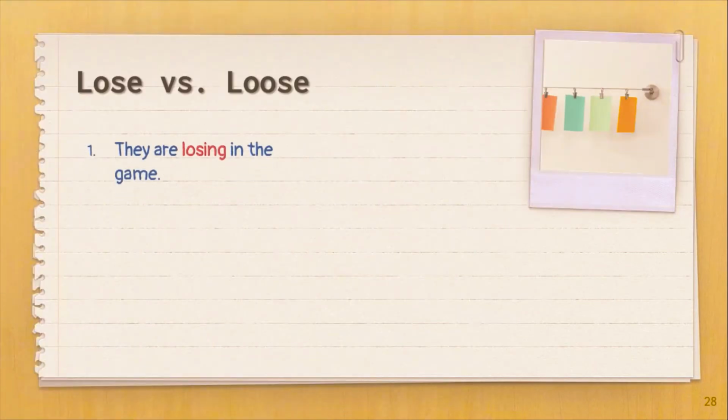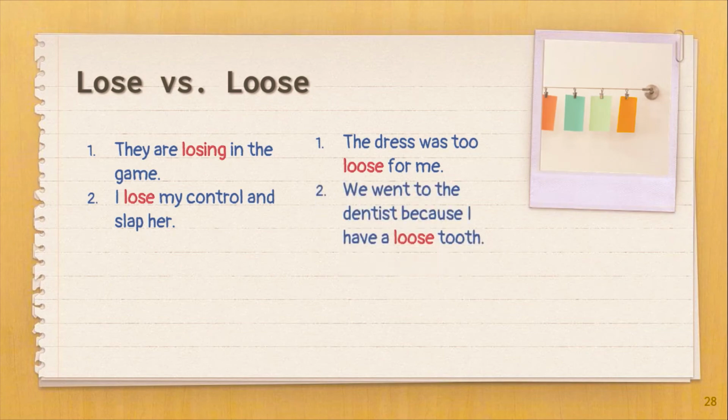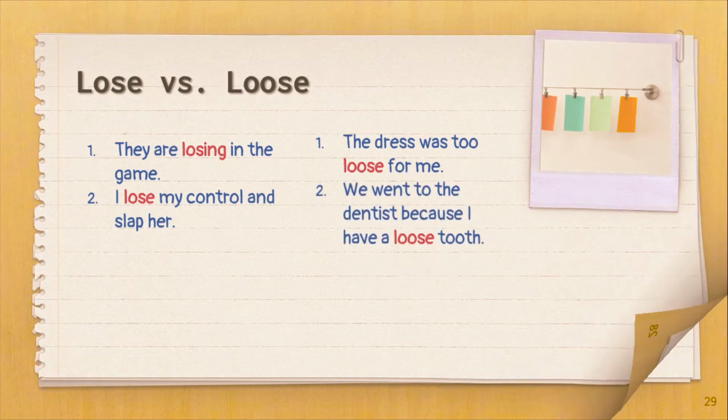Okay. Let's say for example here, lose. They are losing in the game. As what you have seen, losing means to be unable to win the game. I lose my control and slap her. So the subject in the sentence cannot control her temper, so she loses her control and slaps her. The dress was too loose for me, so it emphasizes that the dress being worn by the subject is loose or does not fit her body. We went to the dentist because I have a loose tooth.